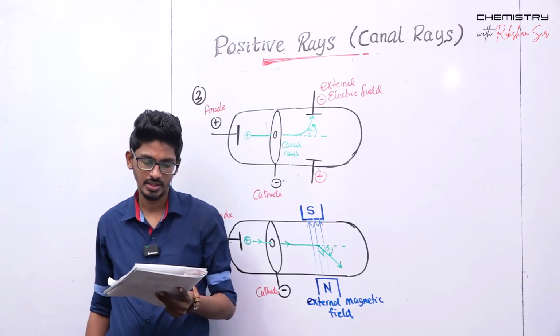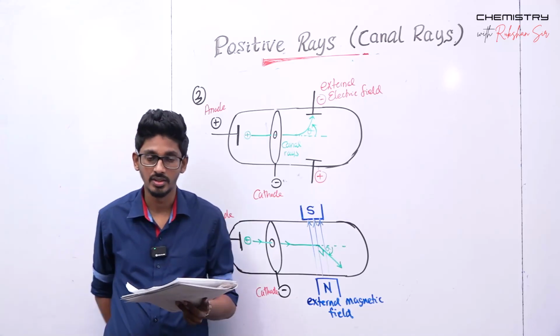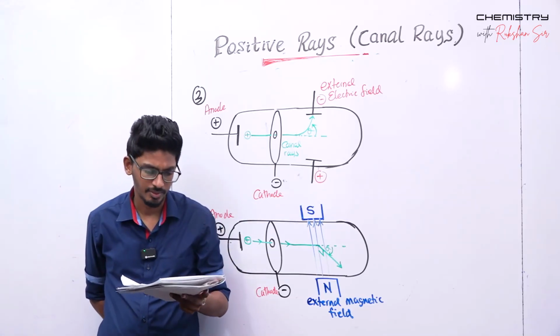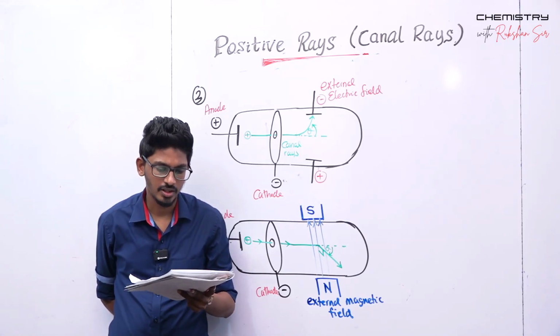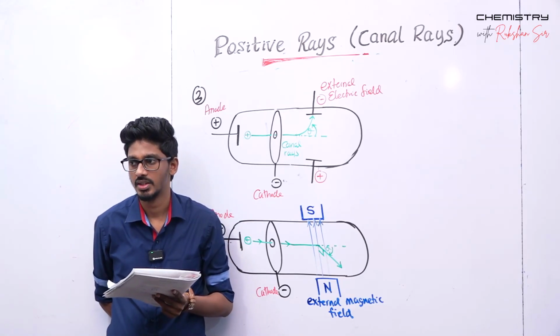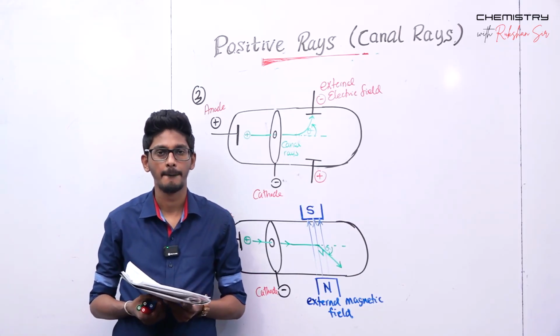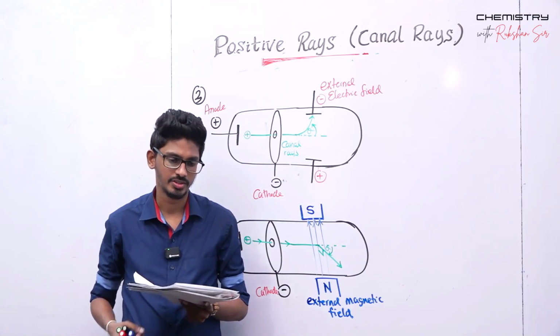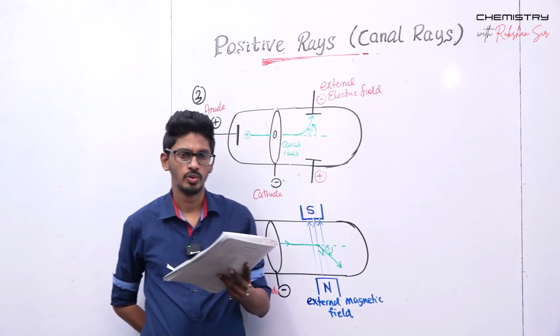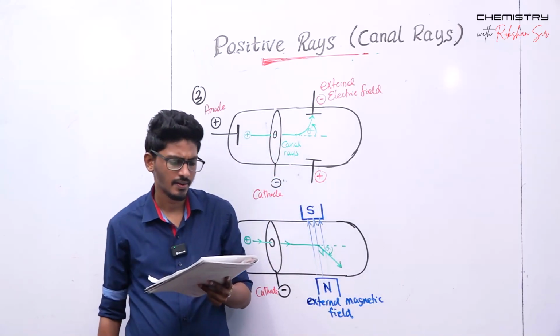Number 3. Let's continue the properties of positive rays. Number 3: these rays are positively charged. Okay, so write like this. Put a dash and write.